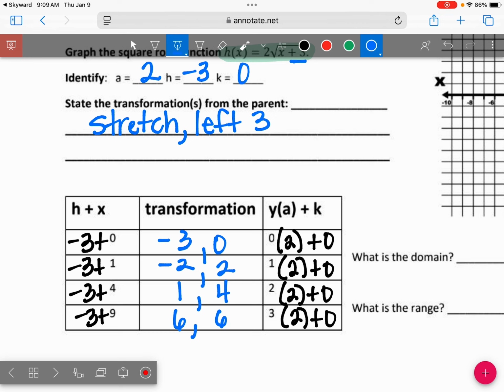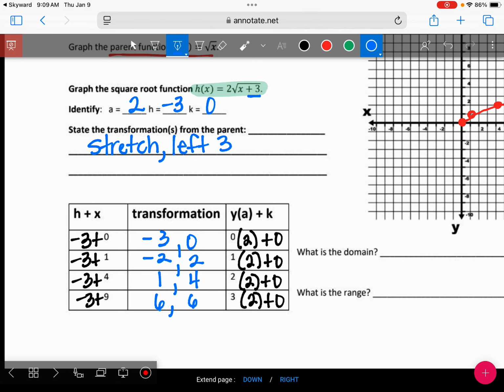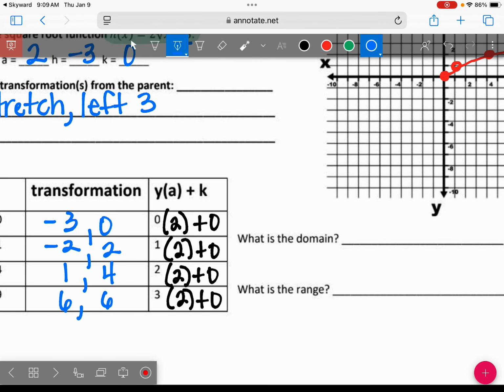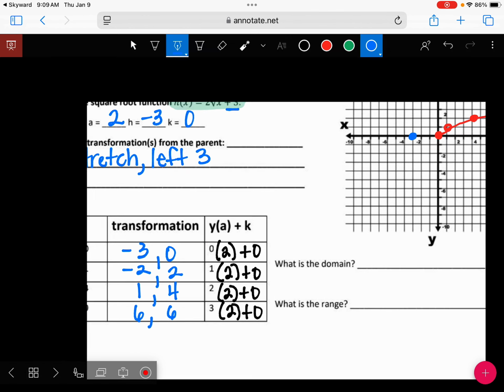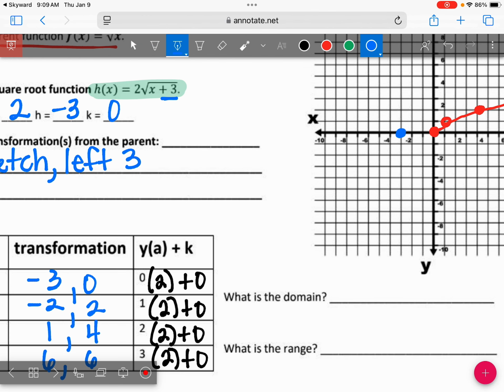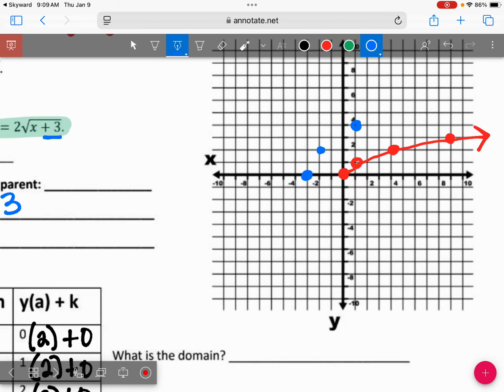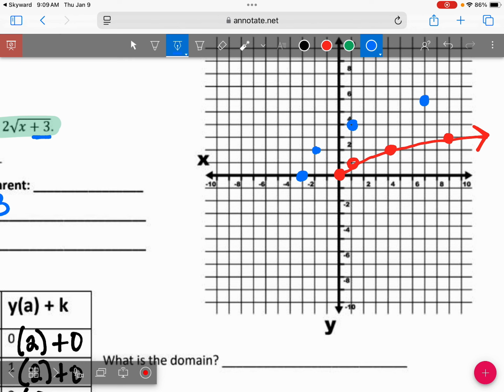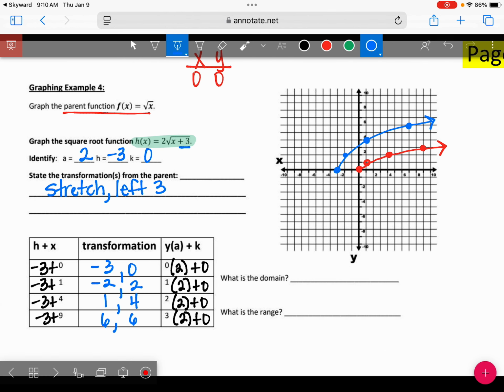All right, and then when you have that, go ahead and graph those 4 points. So if I put a point at -3, 0, -2, up 2, 1, up 4, 6, up 6. If you compare that blue graph to the red graph, notice that it moved to the left and it stretched up.